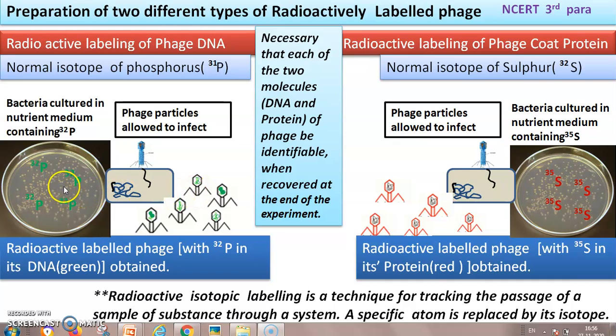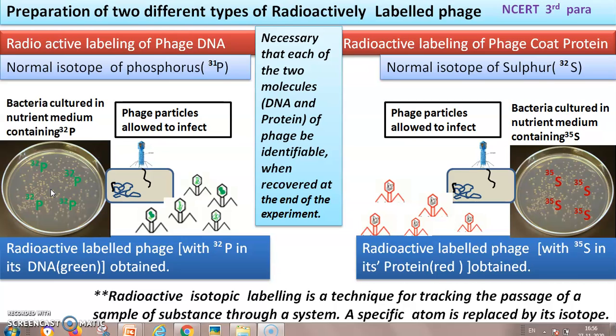Before we go further, let us see what radiolabeling is. What is an isotope? Isotopes are two or more forms of the same element. So here we have the normal P31, and we are taking P32, which is radioactive. P31 is stable, P32 is unstable, and so it is radioactive.